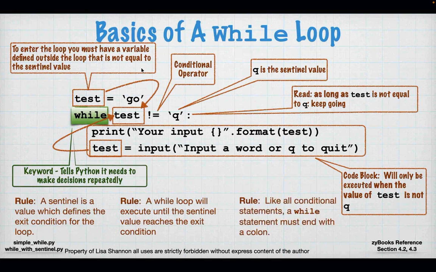Okay, a few rules. Sentinel is a value which defines the exit condition from the loop. In our case, it's Q. A while loop will execute until the sentinel value reaches the exit condition. That's very important because you might get a timeout error in zyBooks when you're doing this. If you're getting a timeout, that means your loop is running infinitely and there's something wrong. You're not modifying the same variable in the while as in the local scope. A while statement must end with a colon. Got to remember the colon, just like an if.